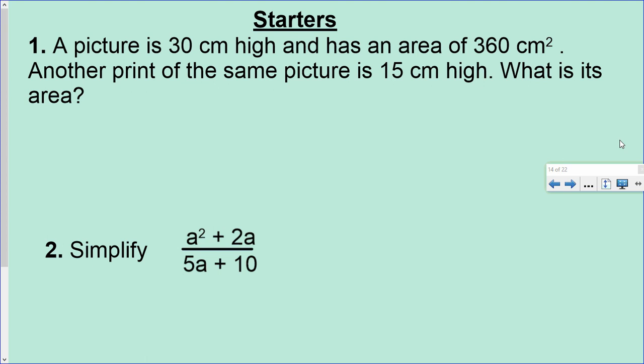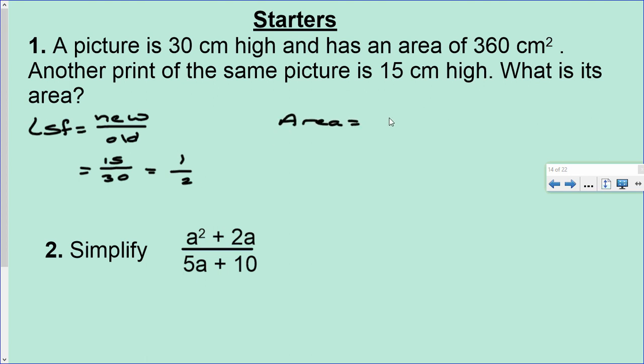So here we've got a picture, it's 30 centimetres high and has an area of 360 centimetres squared. Another print of the same picture is 15 centimetres high. What is its area? So here we've got another similar shapes question that we did last time. So our length scale factor is new over old. Because we're looking for the one that's 15 centimetres high, it's going to be 15 over 30 is the height of the other one. And if we simplify that, 1 over 2.